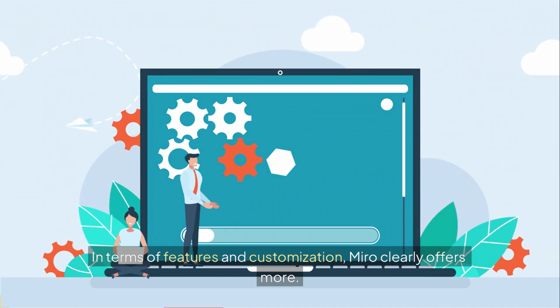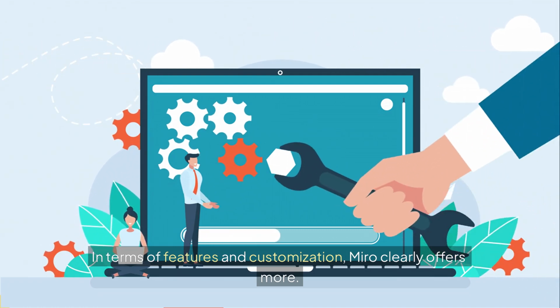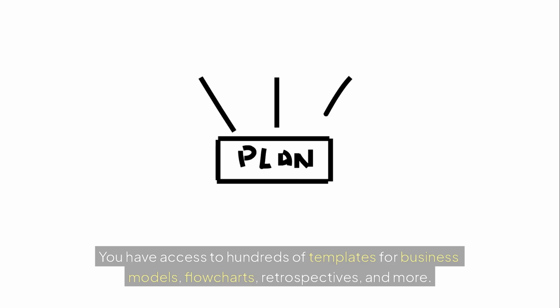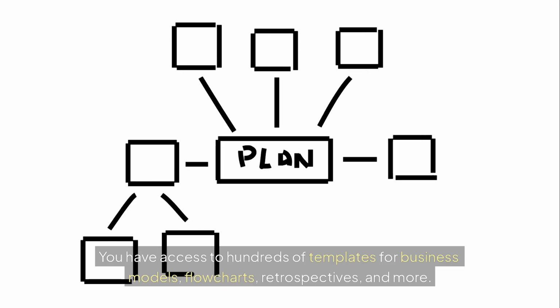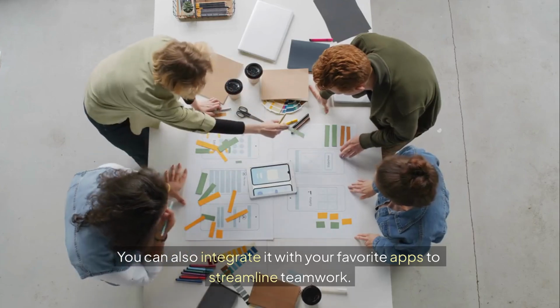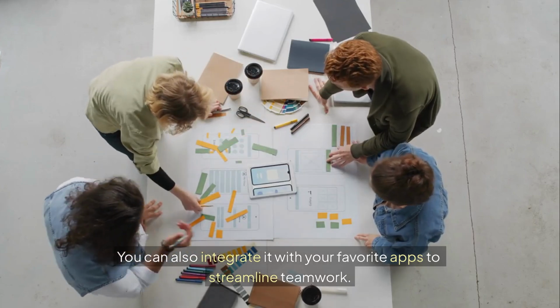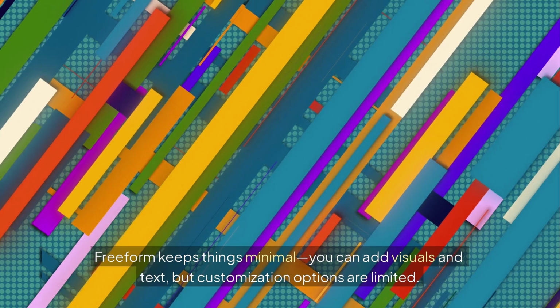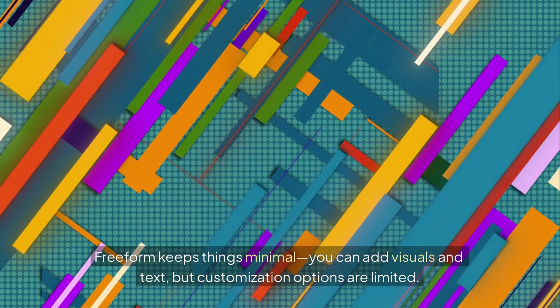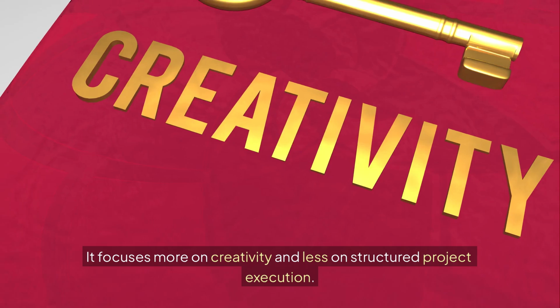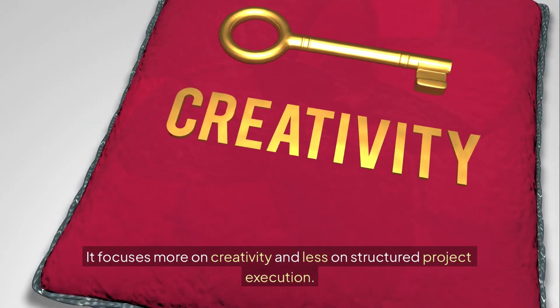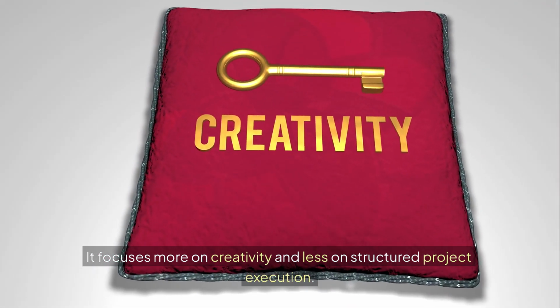In terms of features and customization, Miro clearly offers more. You have access to hundreds of templates for business models, flowcharts, retrospectives, and more. You can also integrate it with your favorite apps to streamline teamwork. Freeform keeps things minimal. You can add visuals and text, but customization options are limited. It focuses more on creativity and less on structured project execution.